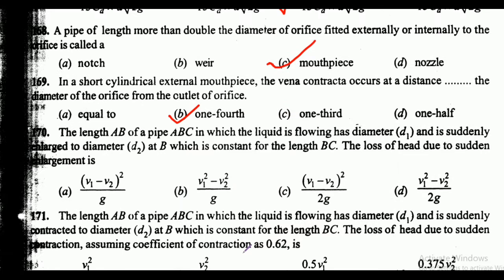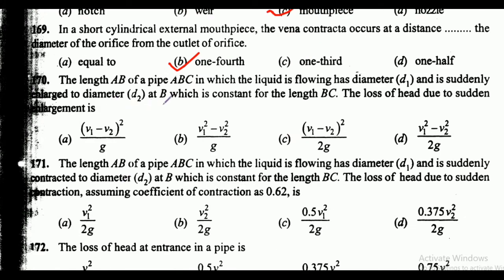Next is, the length AB of a pipe ABC in which the liquid is flowing has diameter D1 and is suddenly enlarged to diameter D2 at B, which is constant for the length BC. The loss of head due to sudden enlargement is. Here friends, these are the options, and here correct answer is option C, that is V1 minus V2 whole square upon 2g.